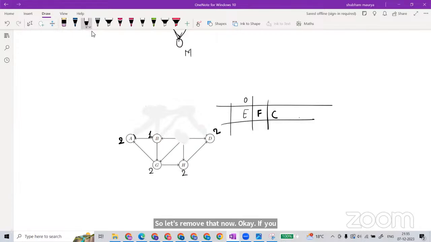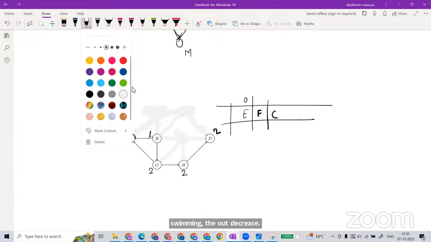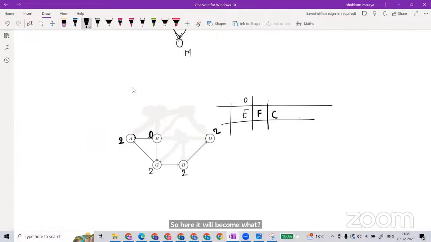If we remove this one, then we will remove the outgoing edges also. So it has 4 outgoing edges. We have removed all. Once we remove, we'll update the in degrees after removing the out degrees. So here it will become what? It will become 0 now. Here the update will be what? Here the in degree was previously 2, now it will be 1. Here it will be 1 now because it was previously 2, now it will become 1, and here it will be 1.